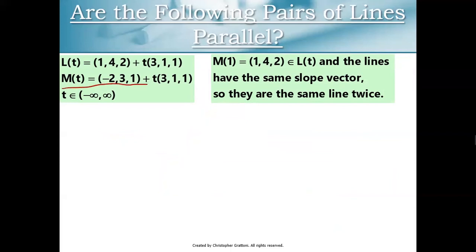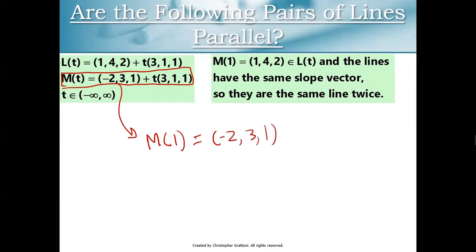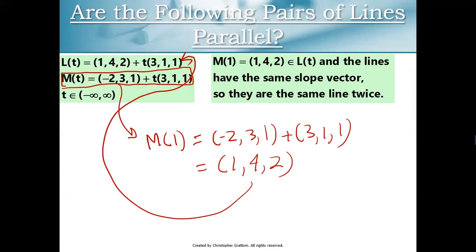Now, if you want to eyeball it instead of solving a system, occasionally you might look at one of these equations and say, oh, look at this. If I calculate m of 1, that's negative 2, 3, 1 plus 3, 1, 1. And when I add that all together, I get 1, 4, 2. Oh, that's the starting point for L of t. So I now know that L of 0 is equal to m of 1.